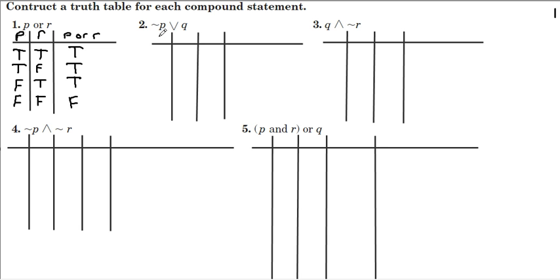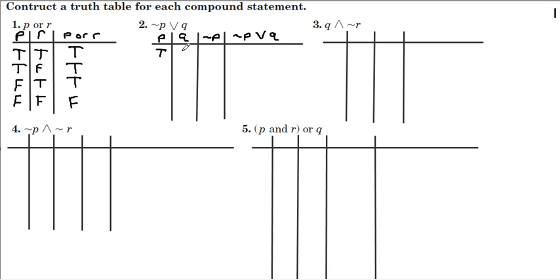For number two, similar situation here. This time P and Q. Here's P, here's Q, and then we have another column for not P. And then the final column is what the statement is asking: not P or Q. That's the symbol for disjunction.